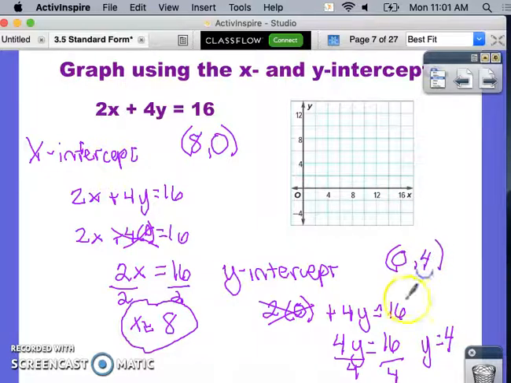So I have 2 points now, my x-intercept and my y-intercept. Remember, the first number is whether you go to the right or to the left. So I'm going to go over to the right to 8, but I'm not going to go up or down. So I have a point there. And then (0, 4), I'm going to plot that. I'm not going to go left or right, but I'm going to go up to 4. And then I just connect the dots with a line.